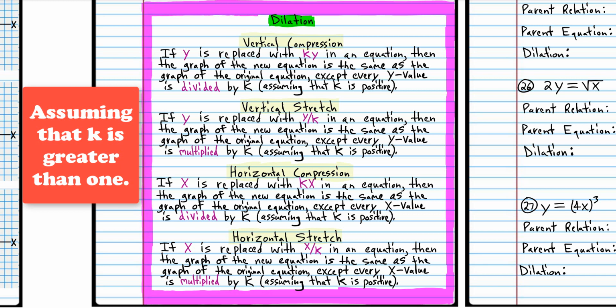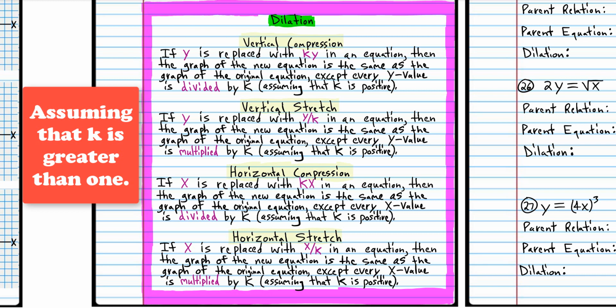So again, it's the exact opposite of what you would think. When you write a negative symbol on a y in an equation, you reflect across the x-axis. When you write a negative on the x in an equation, you reflect the graph across the y-axis. It's the exact opposite of what you would think. Well, the same is true with dilation.